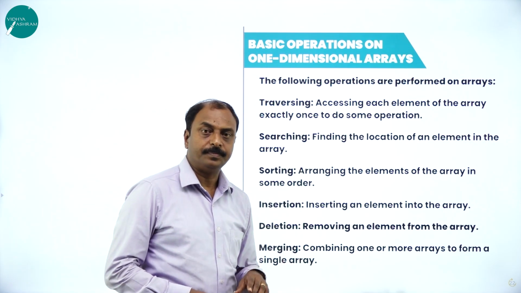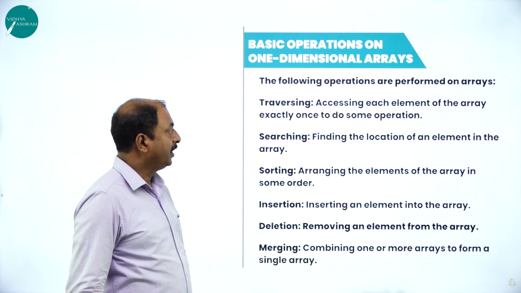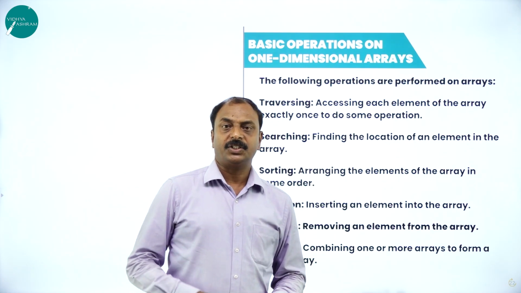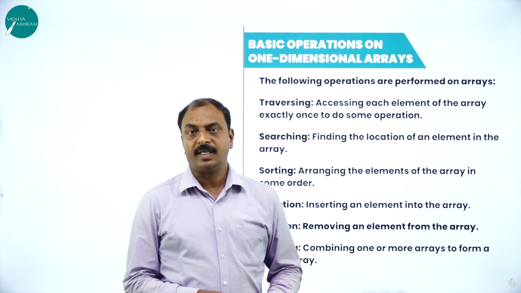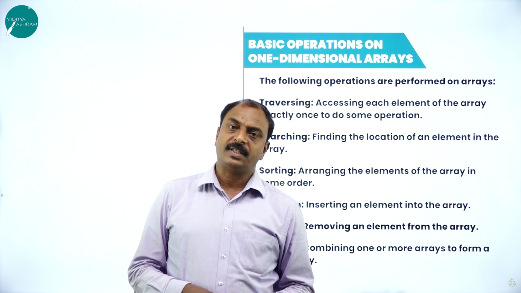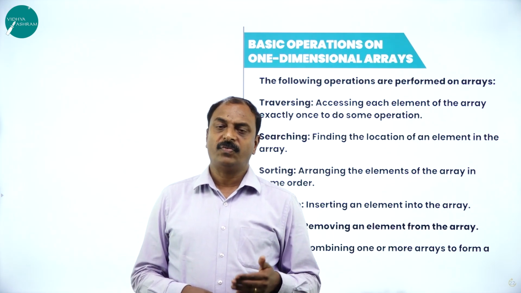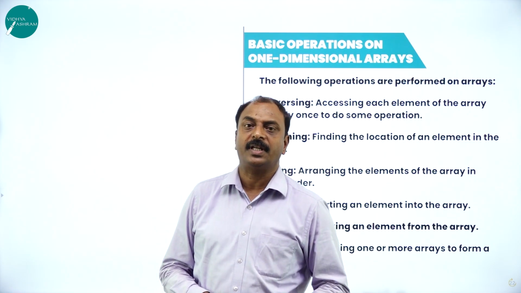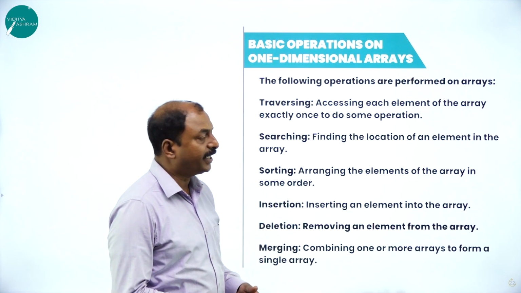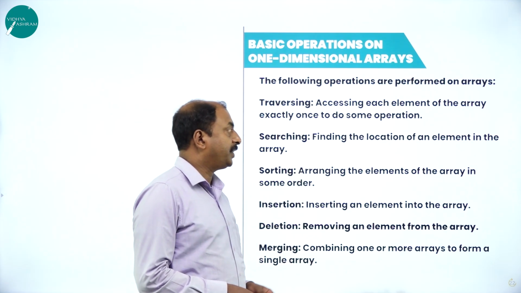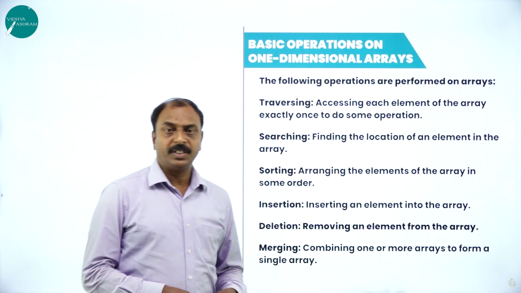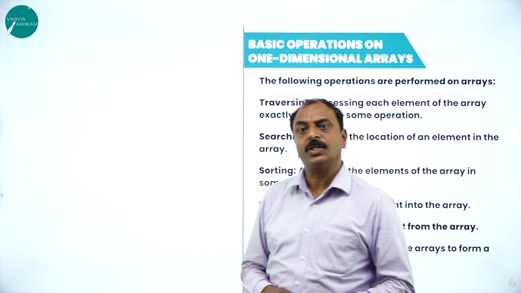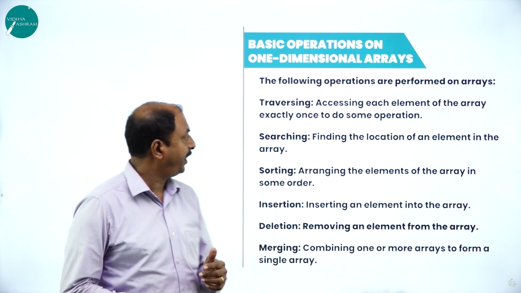That is an example of traversing, where each data item must be accessed at least once for a different operation. Searching operation: finding the location of an element in an array. What is searching? Suppose there are 10 items, and I want to know the memory address or the position of a data item, for example 5, in an array. For that we use the searching operation. So the searching operation is used to find the position or location of data items in an array.